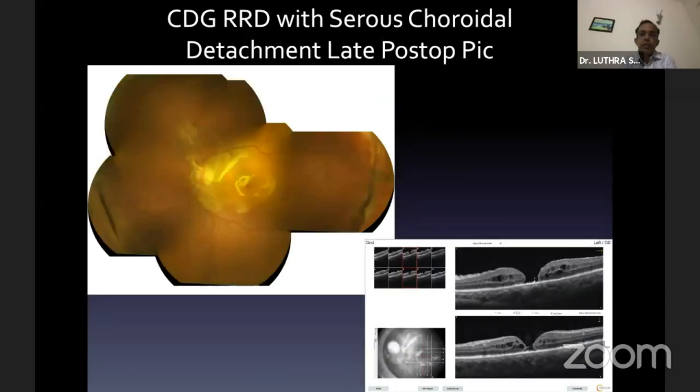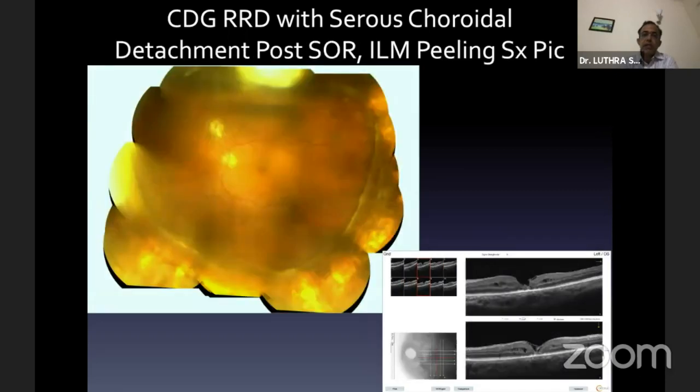And this is a late post-op picture with a totally attached retina. But this patient did develop a macular hole, as you can see in the OCT here. And finally, this patient underwent silicone oil removal with ILM peeling and a closed macular hole.